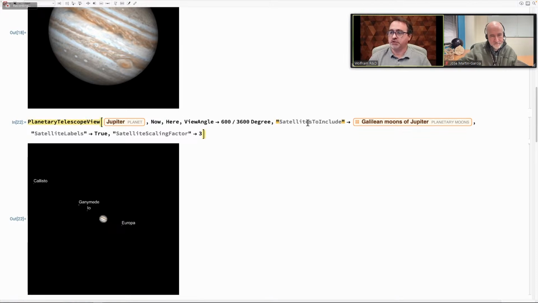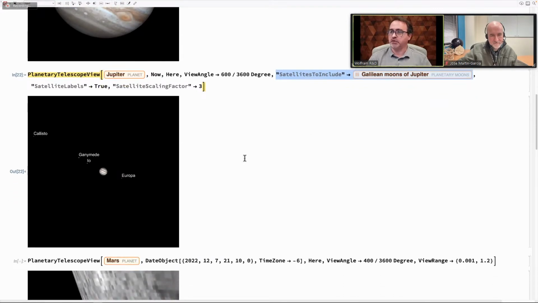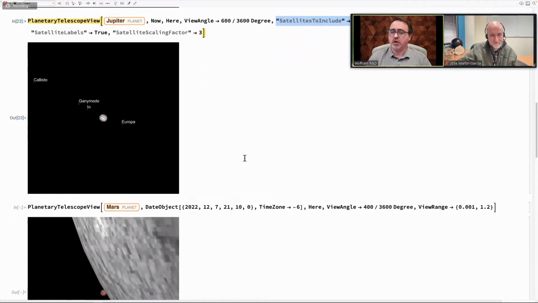And you can see that I've told it to include only the satellites that you see there, but we have the ability to include the other fainter satellites as well. You just won't see those through a telescope. They're too tiny. So I didn't bother to include calculations for them.